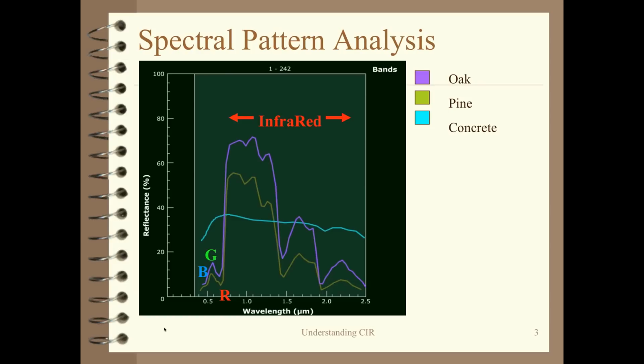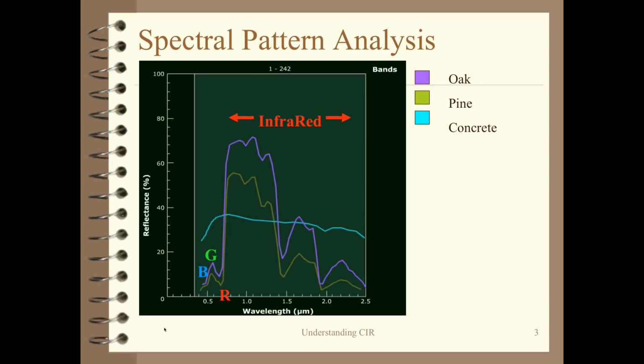And so this is a pretty straightforward spectral pattern. You can see the top line there is an oak tree, and the middle line is pine, and then the kind of blue line that almost goes straight across is simply concrete. And if you look on the wavelengths there, you can see that from 0.4 to 0.5 microns is the blue portion of the electromagnetic spectrum, and then from 0.5 to 0.6 is green, and from 0.6 up to 0.7 is the red portion of the spectrum, and that's what we're used to seeing.